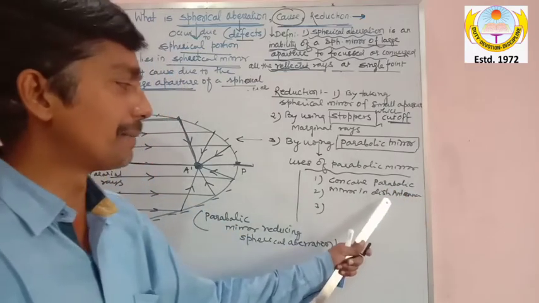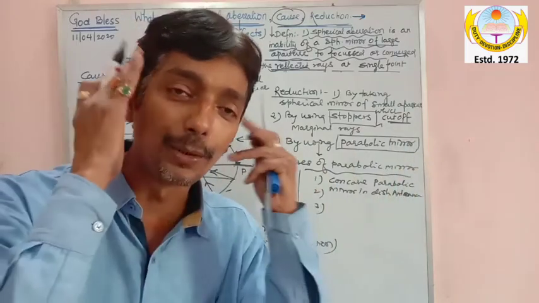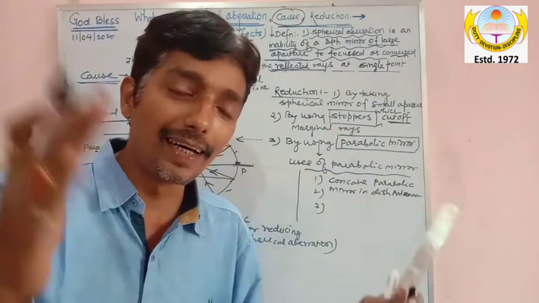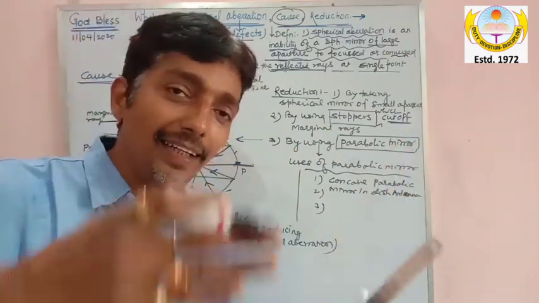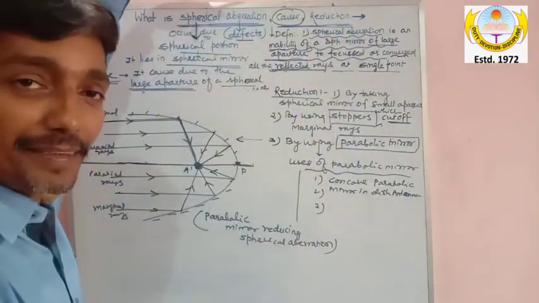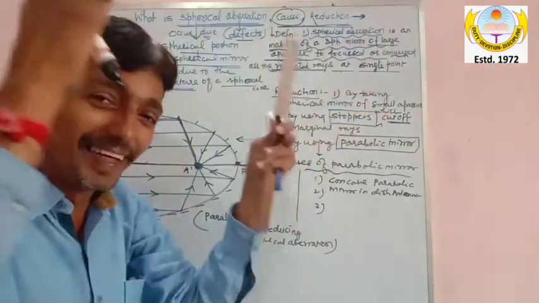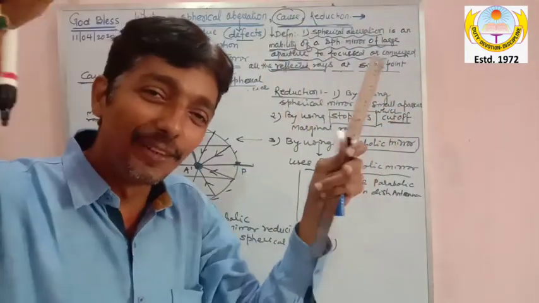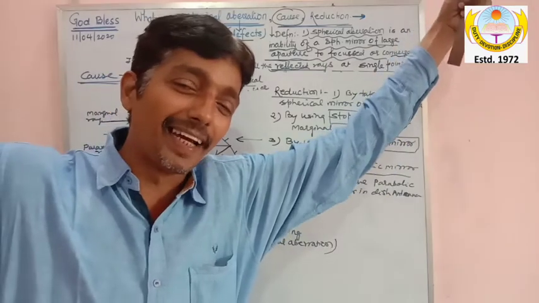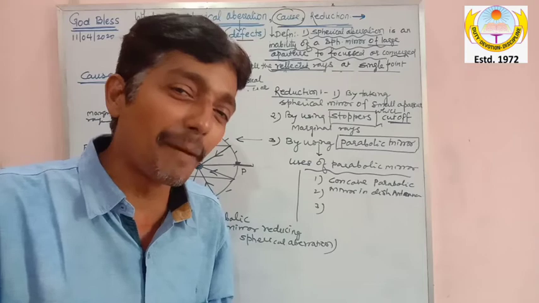In dish antenna, bachche, we are using a concave parabolic mirror. Now you can think why. Sir, in dish antenna we are catching the microwaves from a wider range. Microwaves which are coming and falling on the dish, right? You can assume that they are so wide, they are coming from so far. So my dear, they will cause spherical aberration.